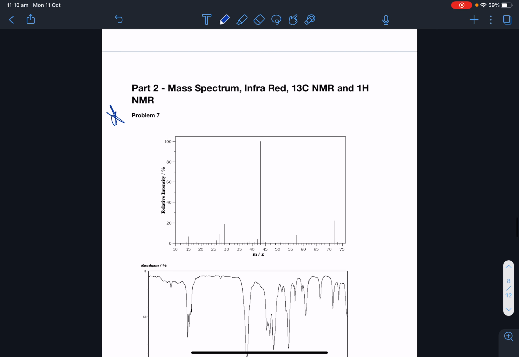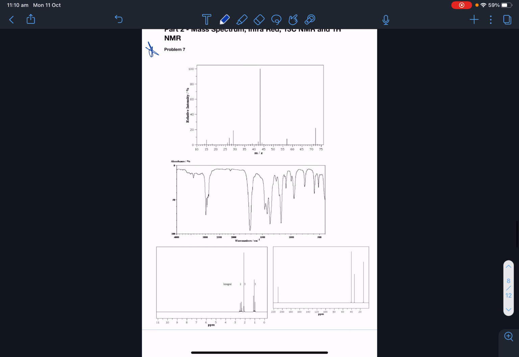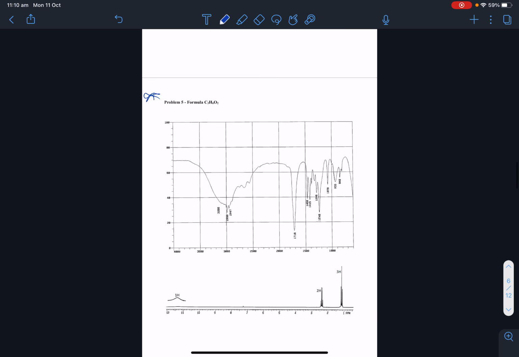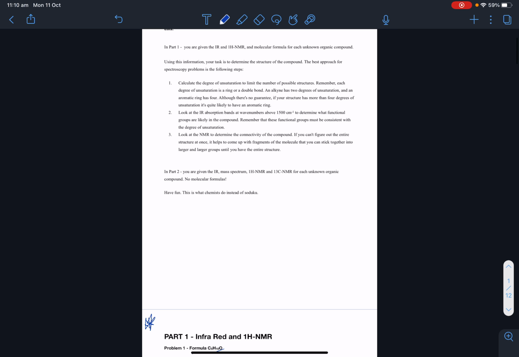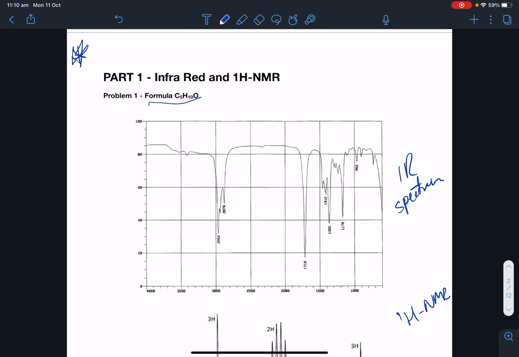Then in part two, there's no molecular formula, but we have a mass spectrum, an IR spectrum, and then carbon-13 NMR and proton NMR to help you identify the molecule. I put little asterisk scribbles around the ones that I'm going to work through, so let's get started together.